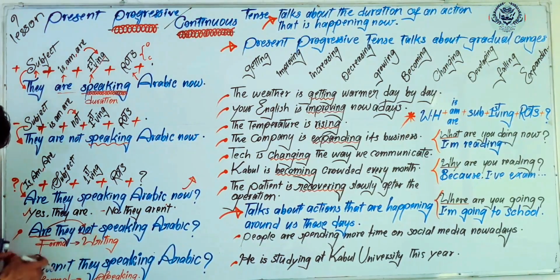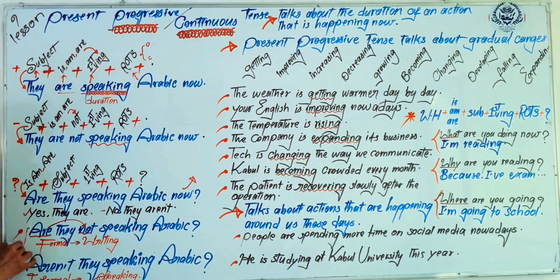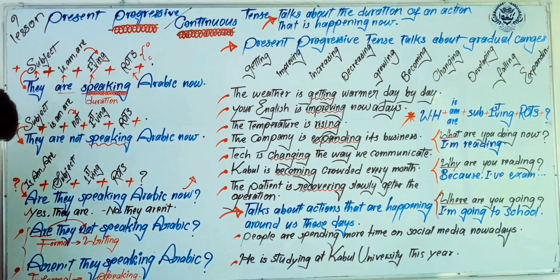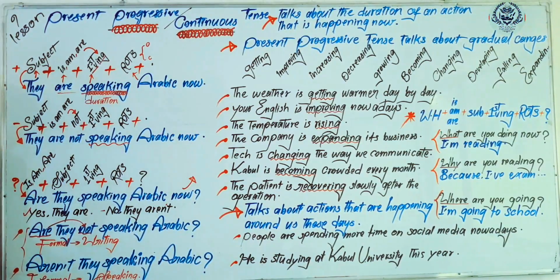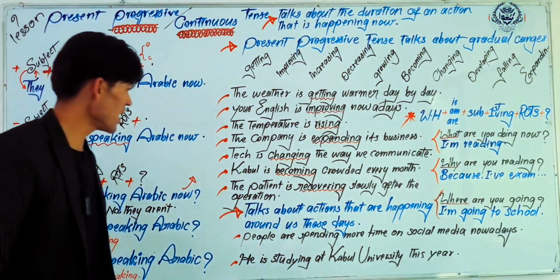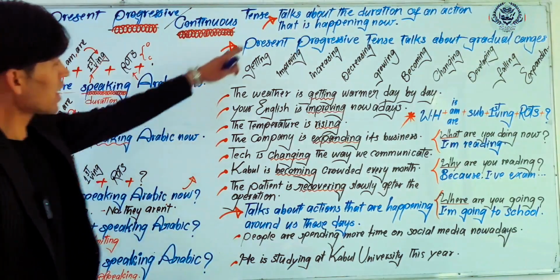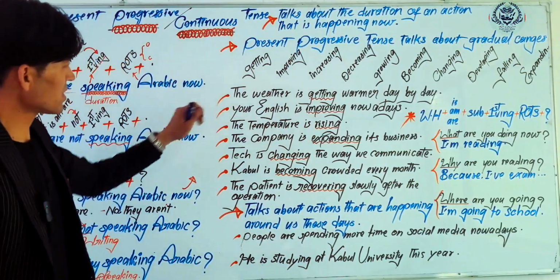Okay, if you put them together, so they become contracted. Like, aren't they speaking Arabic? So the meaning are the same. معنای دو تا جمله مشابهه. فقط در شکل ظاهرش فرق داره. And this form is what? Informal. غیر رسمی است. Informal means it is used only in speaking. فقط در speaking زیاد استفاده میشه. Most of the time, speakers of English, they use short forms, not the full forms. Okay, this was the structure and one use of the present continuous tense.